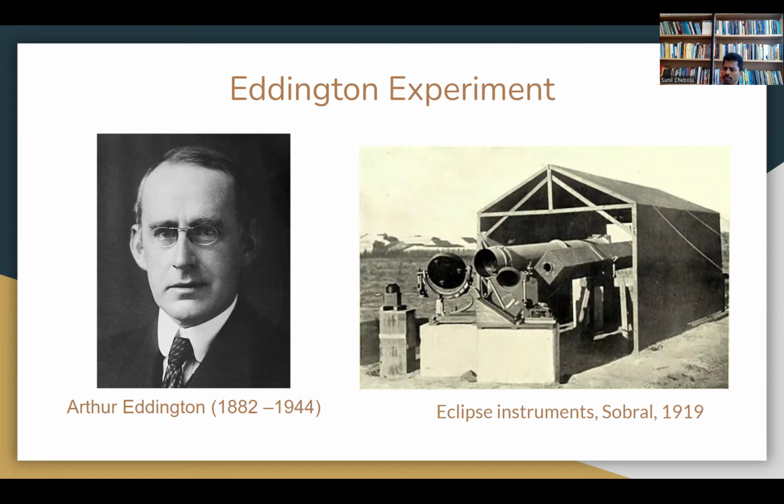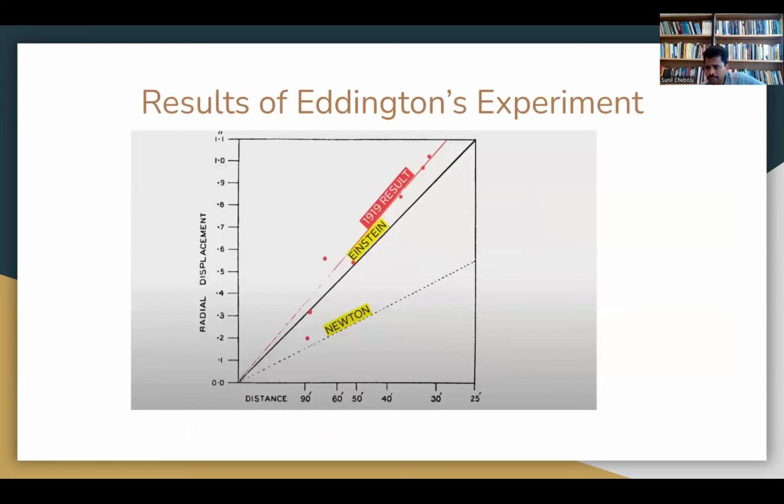So he was leading this project, and there were two teams, one from the Cambridge Observatory, another one from the Greenwich Observatory. One went to Brazil, the other one to West Africa. So here is a picture of the instruments they were using in Brazil in 1919. And they got the data, and here are the results.